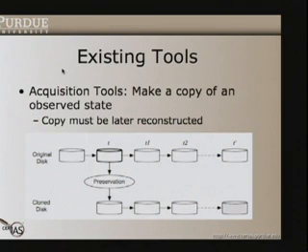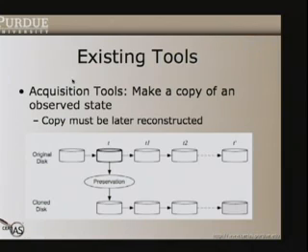So if we examine the existing tools with these categories, we can basically break up our tools into two different categories. One is acquisition tools and the other is analysis tools. And the acquisition tools basically copy a state of a suspect's disk and make a copy so we can analyze it in a lab or some other location. And let me go back to the picture here.